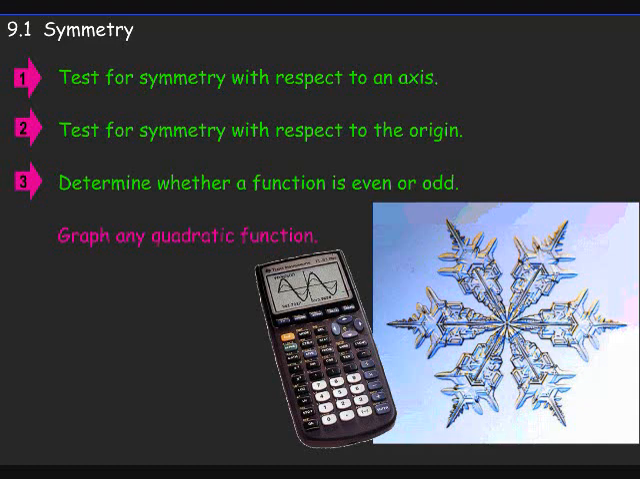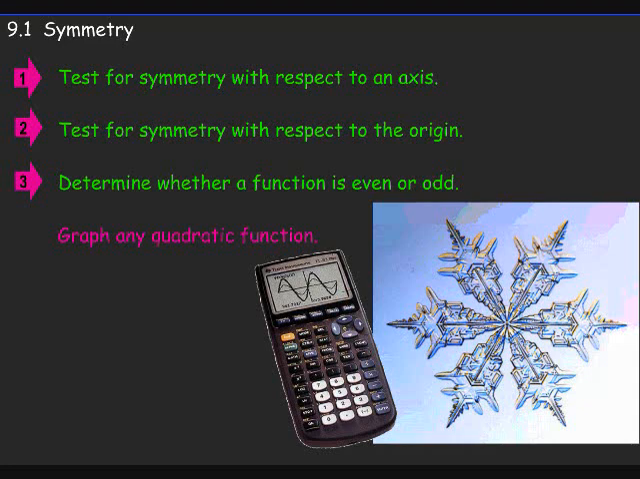Well, here we go. We're going to go into Chapter 9 now. So aren't we progressing well? Chapter 9, and we're going to start with symmetry. We recognize symmetry when we see it. Some of the most beautiful forms in nature appeal to us because of their symmetry.